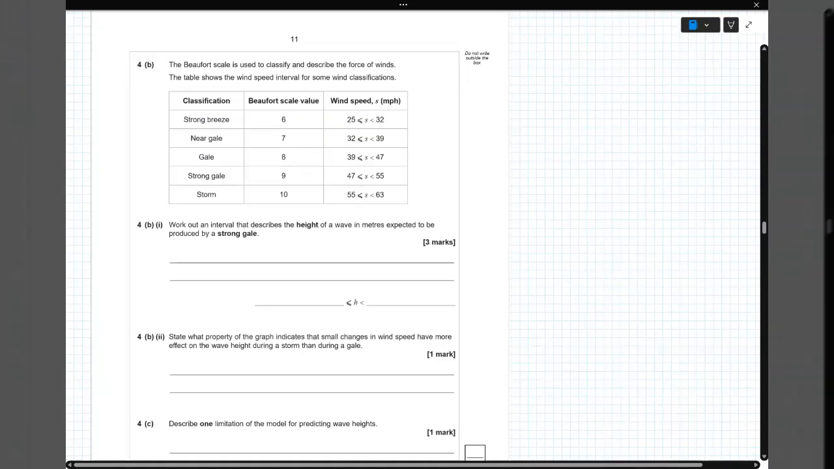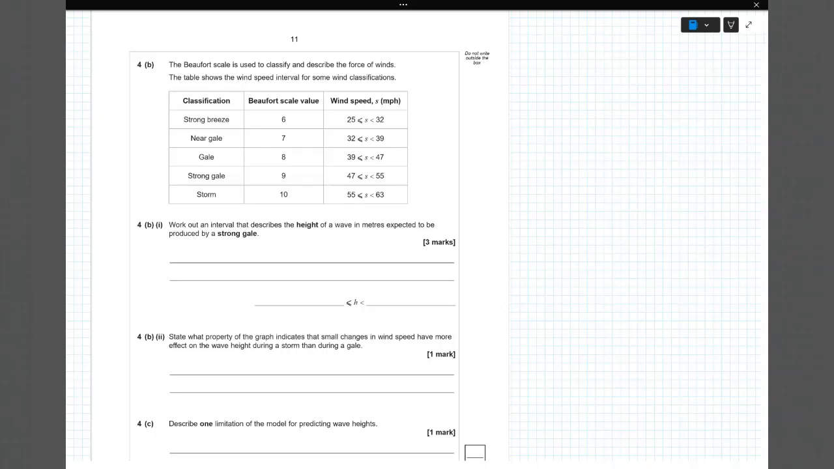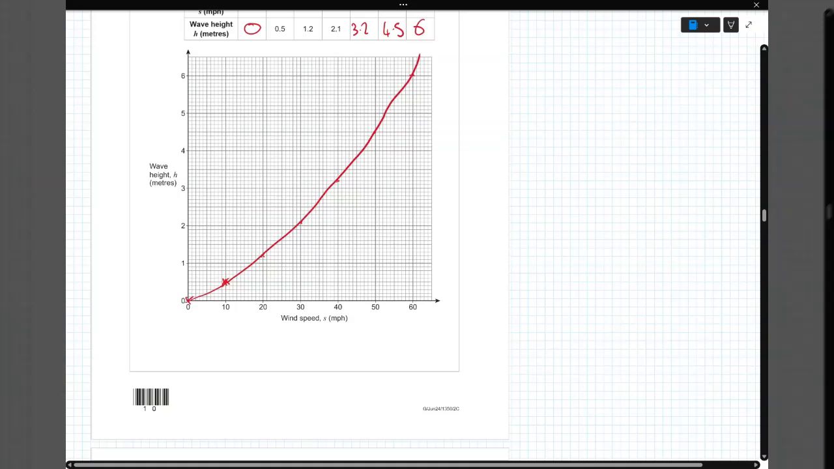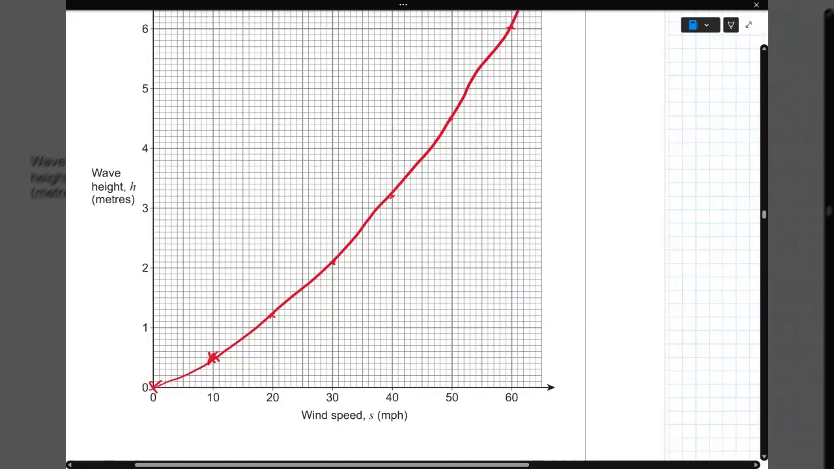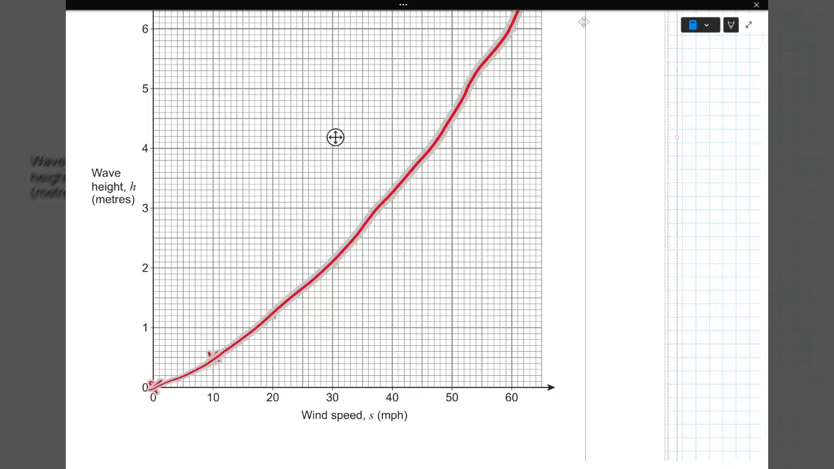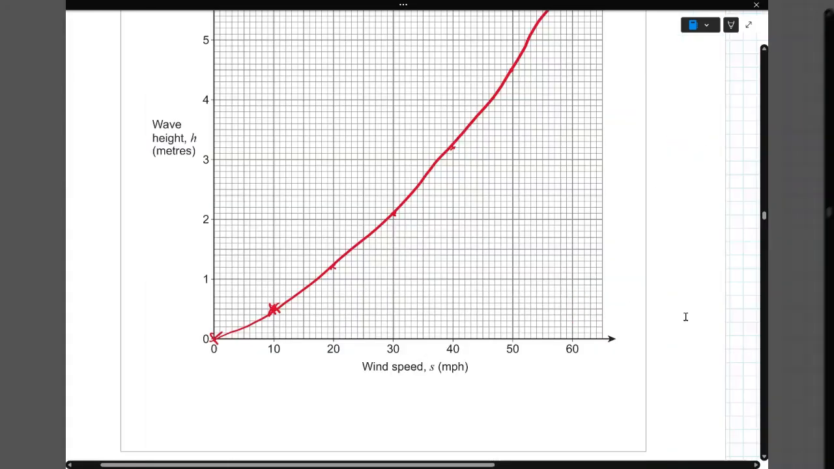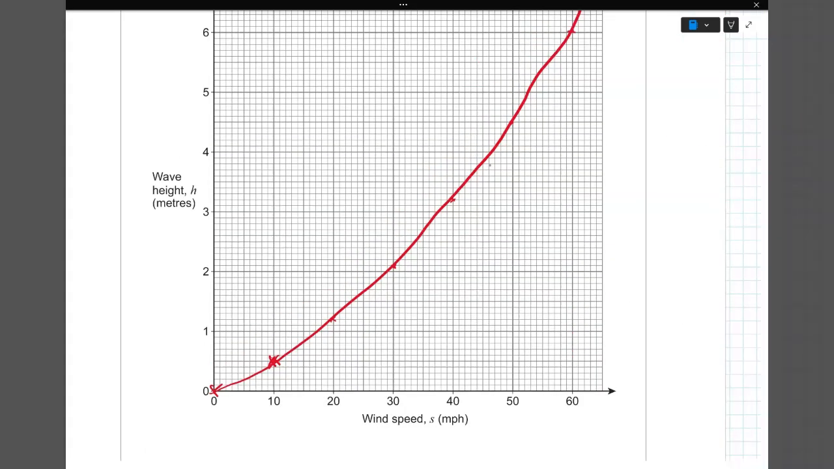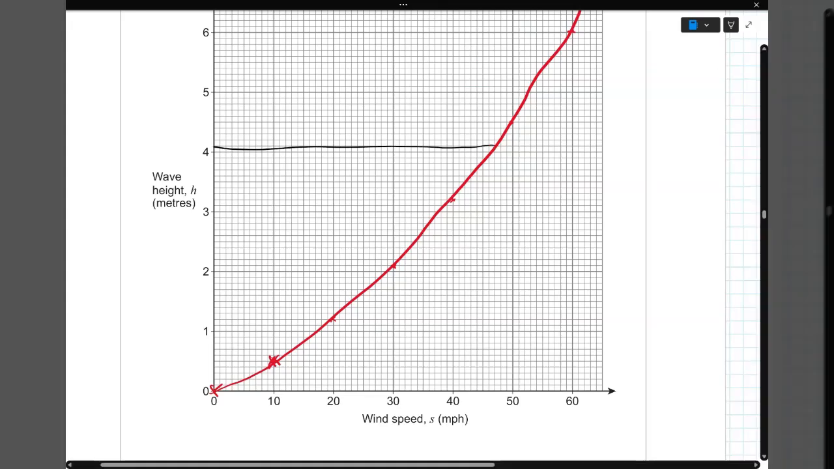The Beaufort scale is used to classify and describe the force of winds. Work out an interval that describes the height of a wave in meters expected to be produced by a strong gale. So a strong gale is between 47 and 55. So if we read up to 47, 45, 46, 47, that's about there. I'm just going to set that as background. Cannot have that moving while I'm working this bit out. So we'll go across. That's at 4.1 for me.